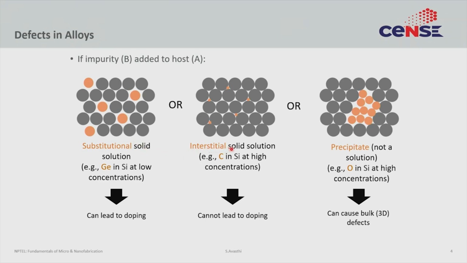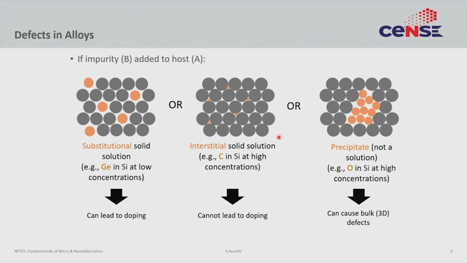If, on the other hand, that alloy forms an interstitial solution, where instead of being at the lattice position it is somewhere in the middle of the lattice, in this case you have an interstitial solid solution. A classic example of this is carbon inside silicon. In general, such materials do not cause doping, because the bonding does not occur, and if there is no bonding, there is no extra electron. So, carbon is not a dopant inside silicon.